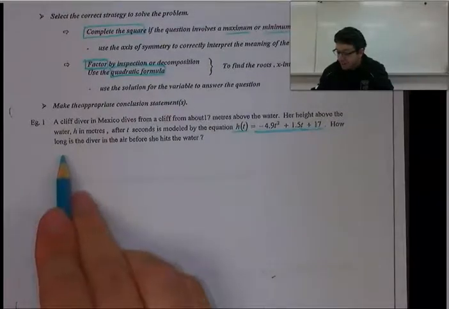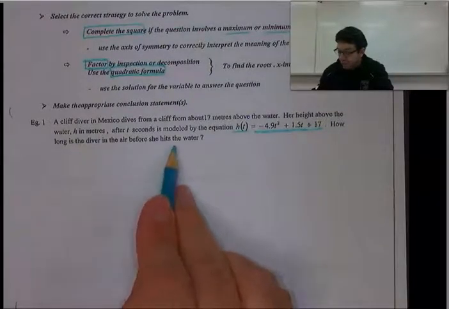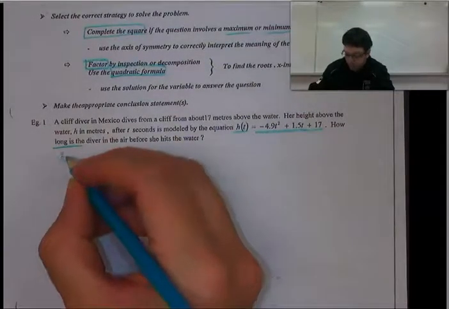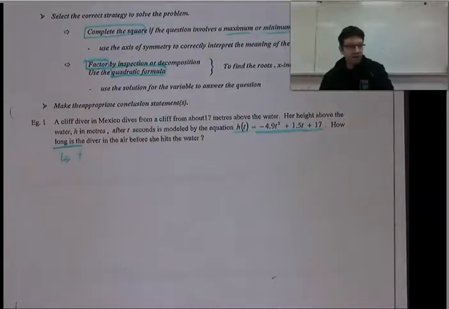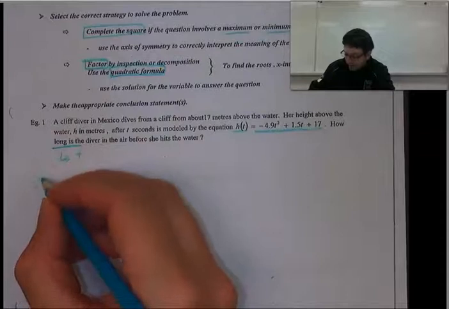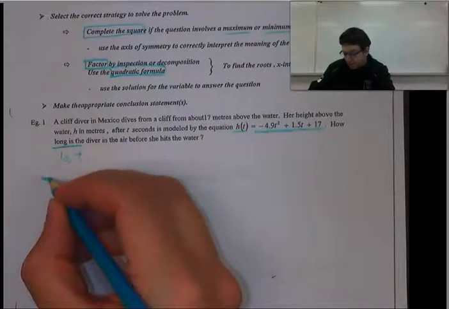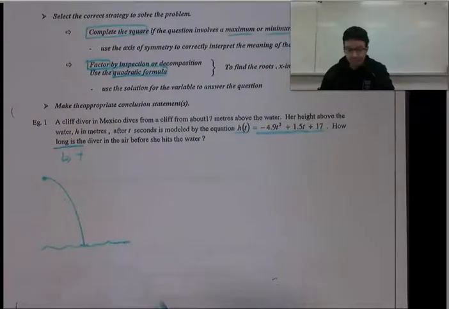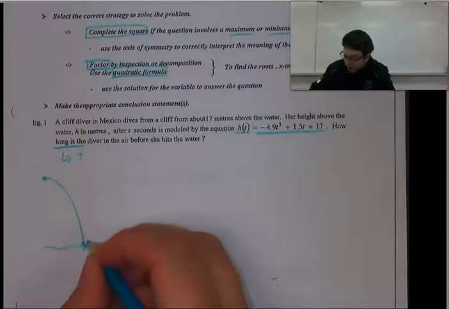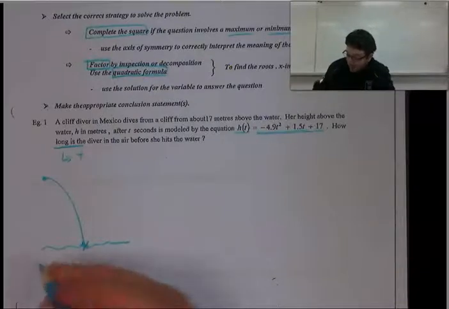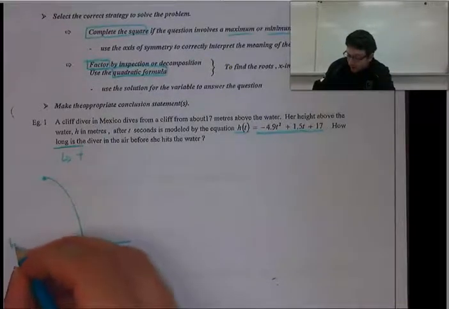So it says, how long is the diver in the air before she hits the water? So how long, this is looking for time. So we want to know time. And so if you have a diver, say you're up on a cliff and you dive off, right, over to where the water is. Okay, now this, where you hit the water, since h is the height above water, this is where h is going to equal 0.